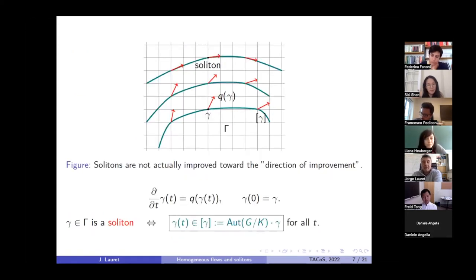And so this is more or less the picture. These curves are the automorphism orbits. Actually, up to scaling, we need to scale here also. But then that's a soliton. If the flow is supposed to improve your structure, a soliton is a structure which says, I'm not improving along the flow. So the flow stays in the equivalence class of the starting point. Well, this is very general.